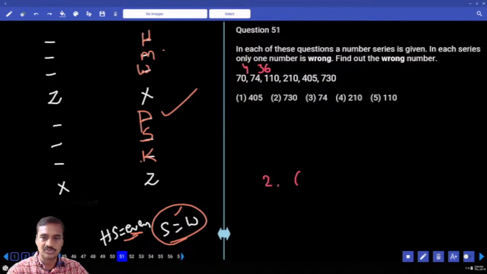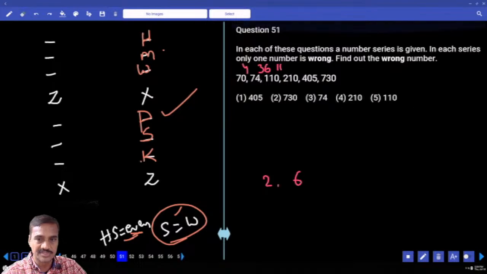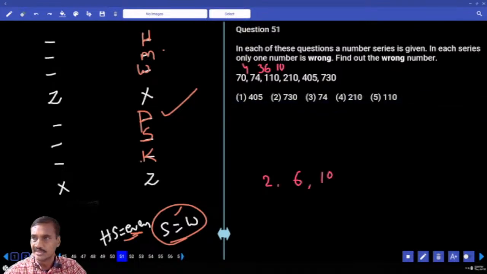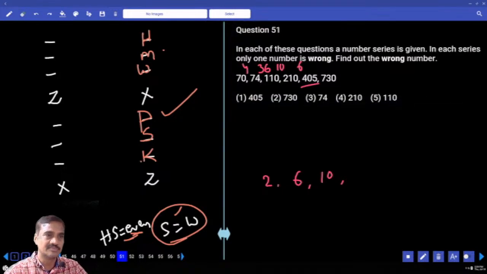2 came, 6 came. 110 and 210 here, how much came? 10 square. 2, 6, 10. Next how much should come? 14 square. And here how much should it be? 6 should be added. Then what is the wrong number? 405 is the wrong number. Clear? 405 choice one, no need to find out the correct number.